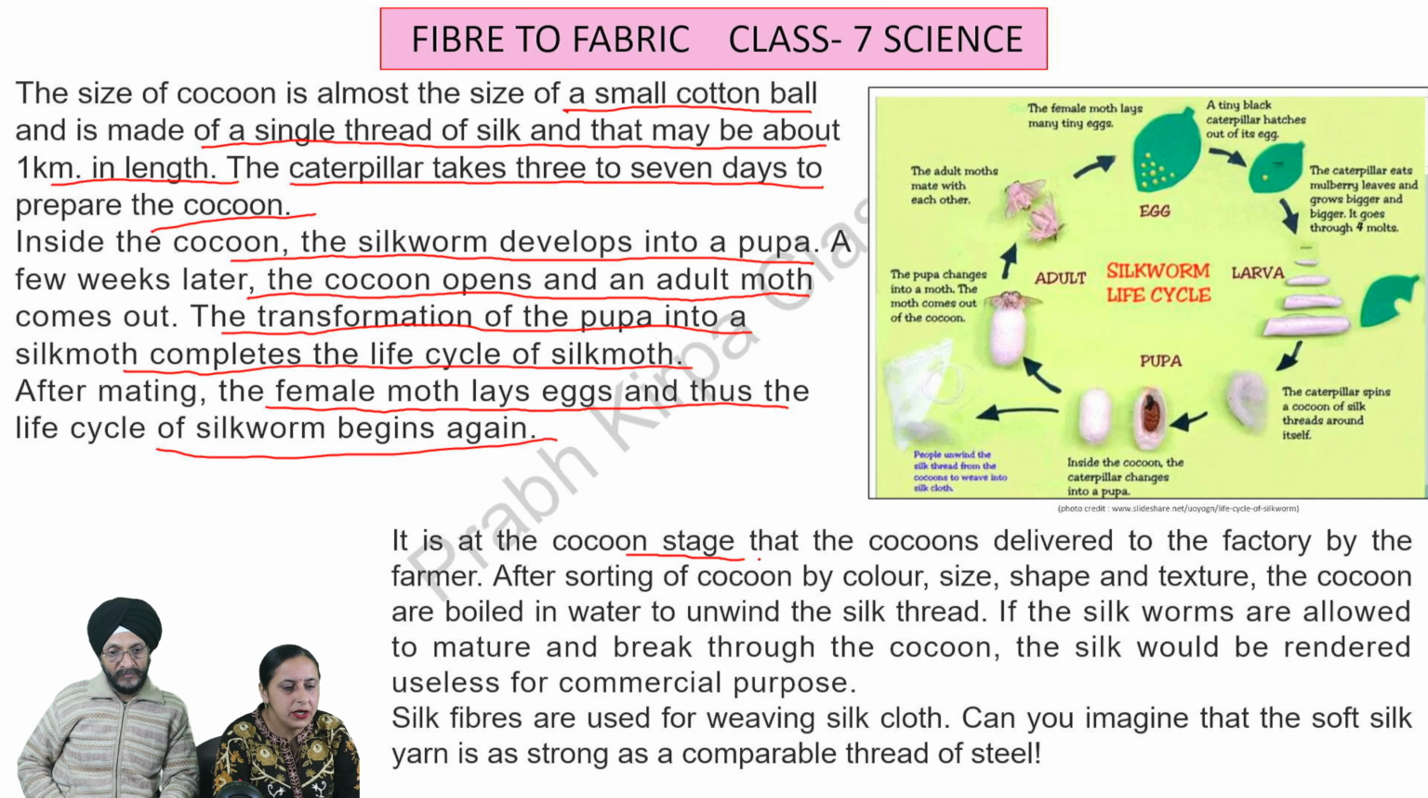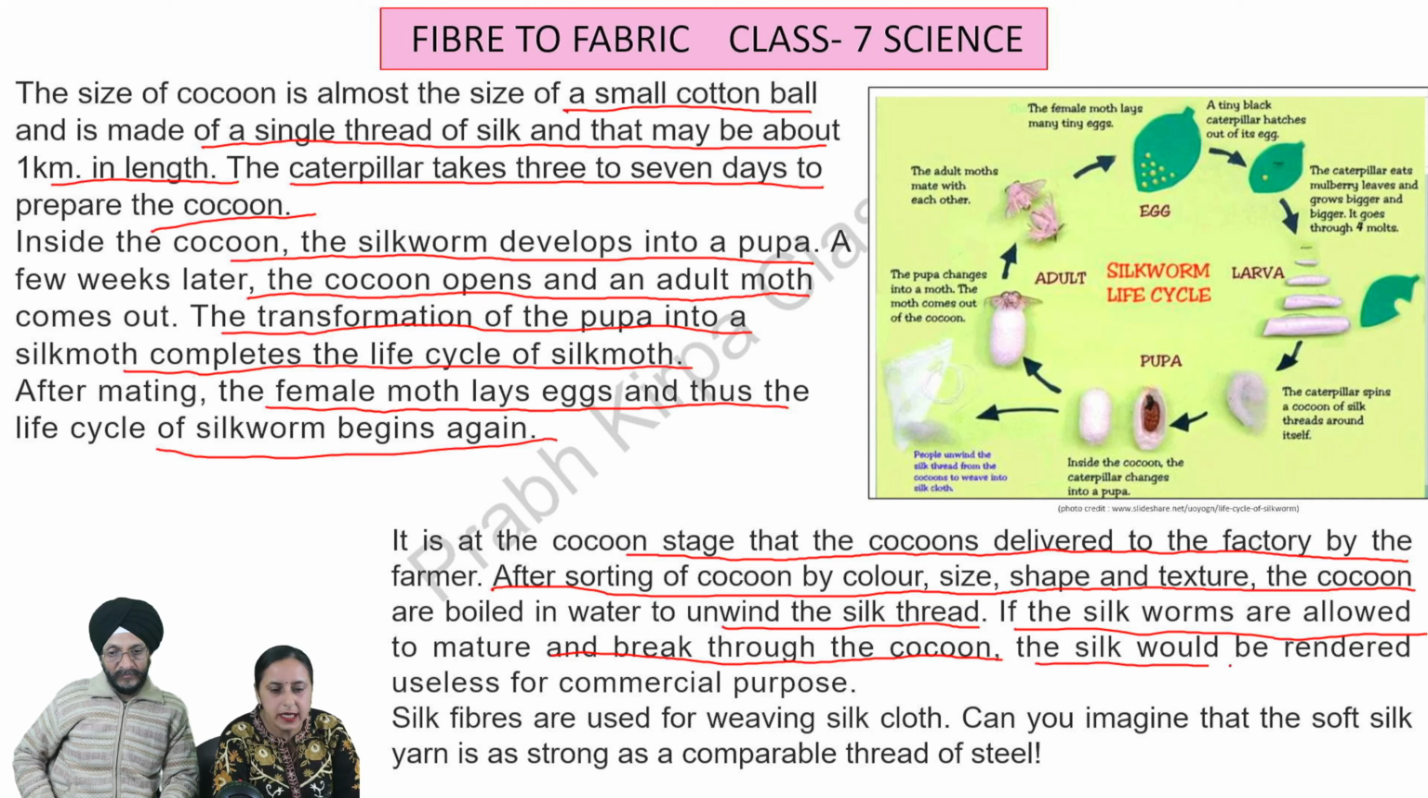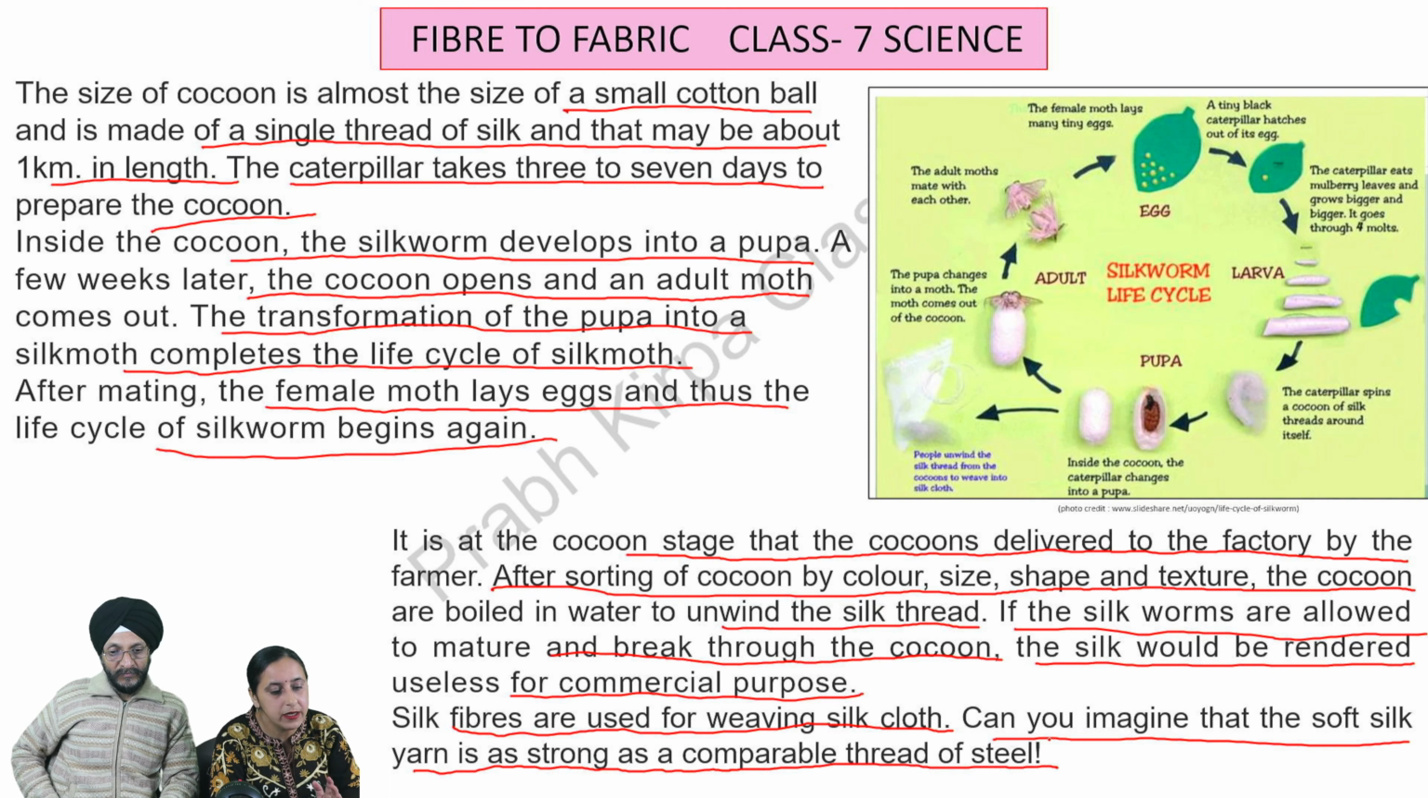It is at the cocoon stage that the cocoons are delivered to the factory by the farmer. After sorting of cocoons by color, size, shape and texture, the cocoons are boiled in water to unwind the silk thread. If the silkworms are allowed to mature and breathe through the cocoon, the silk would be rendered useless for commercial purpose. Silk fibers are used for weaving silk cloth. Can you imagine that the soft silk yarn is as strong as a comparable thread of steel?